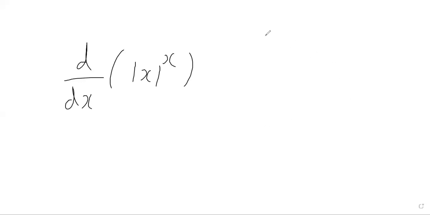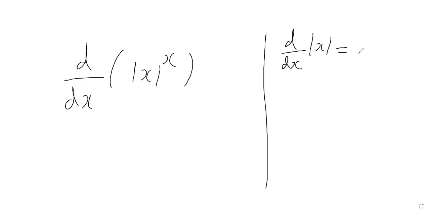Hello, so today in this video, we're going to differentiate the function, the modulus of x to the power of x with respect to x. So in the previous couple of videos, we differentiated the modulus function. So we differentiated this function and we found that we got this result here, so the modulus of x over x. Of course, x can't be zero in this case.